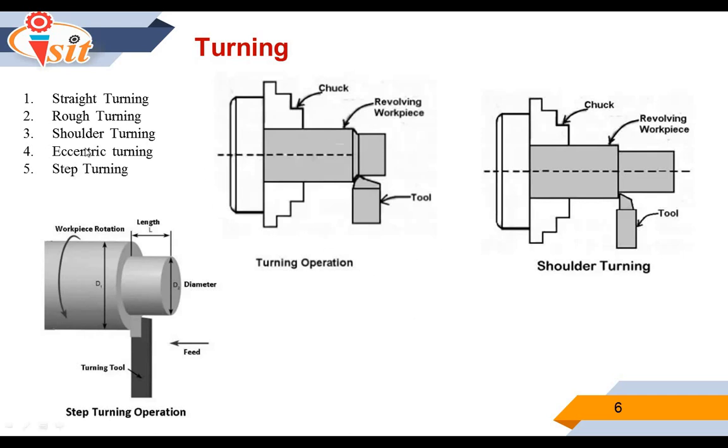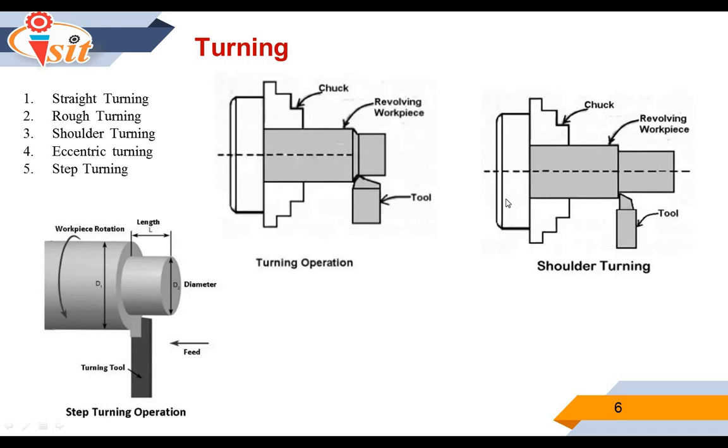Next is rough turning. In the rough turning process, excess material is removed from the workpiece in minimum time by applying a high feed rate and heavy depth of cut. In rough turning, the average depth of cut is 2 mm to 4 mm, and the feed is 0.3 to 1.5 mm per revolution of the work. That's why the surface finish in rough turning is also rough.